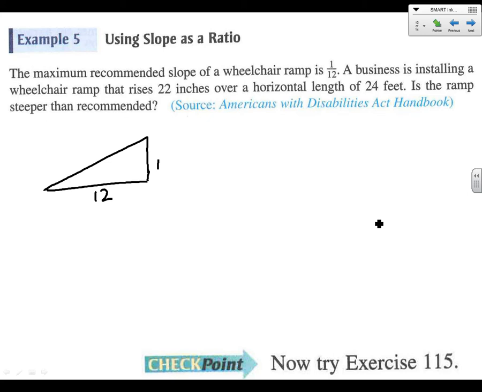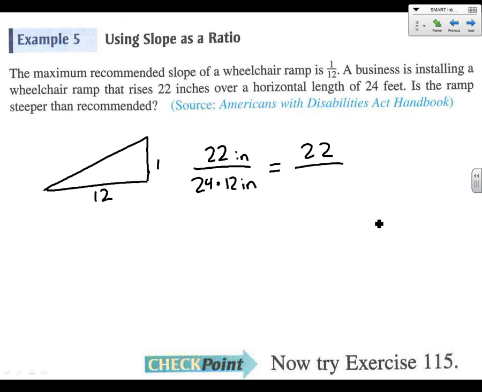A business is installing a wheelchair ramp that rises 22 inches over a horizontal length of 24 feet. Is the ramp steeper than recommended? Let's convert this and make sure that we're okay. We can either make it all feet or all inches, and let's make it all inches here. So our slope is a rise of 22 over a run of 24 feet. To convert to inches, I need to multiply by 12 here. So it's 22 over 24 times 12.